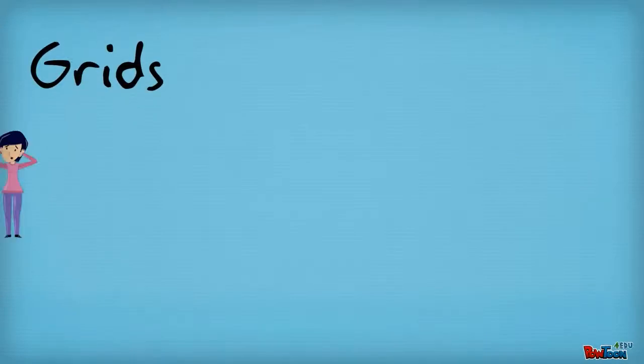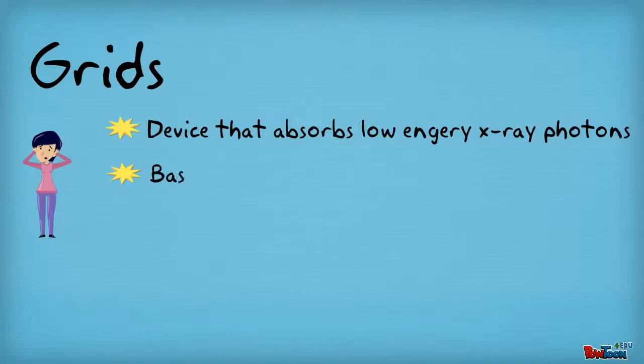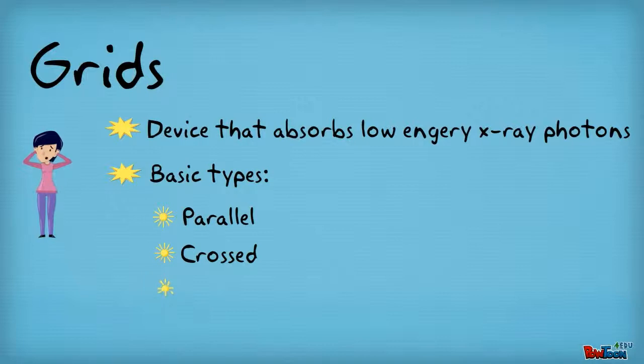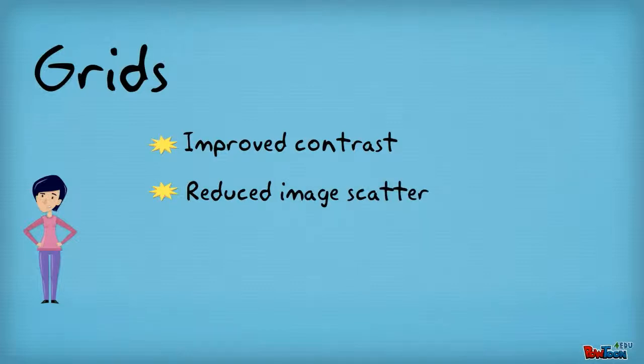Did I mention grids? Well, a grid is a device that absorbs low-energy X-ray photons. There are a couple of basic types. There's a parallel grid, a crossed grid, and a focused grid. The correct usage of a grid will improve contrast, and it does this by reducing the scatter deposited on the image. But it does this at an increased patient dose, so grids should not be used on body parts unless they're 10 centimeters or larger.